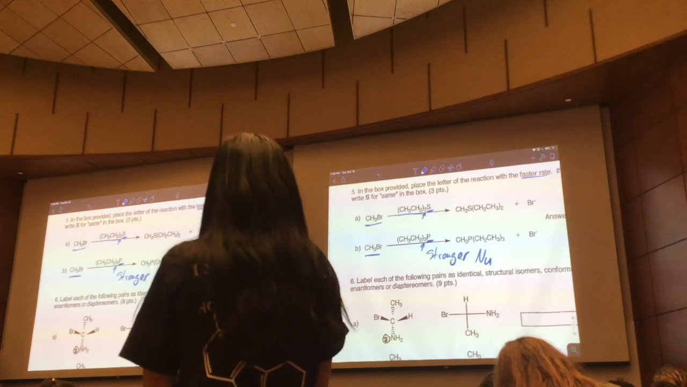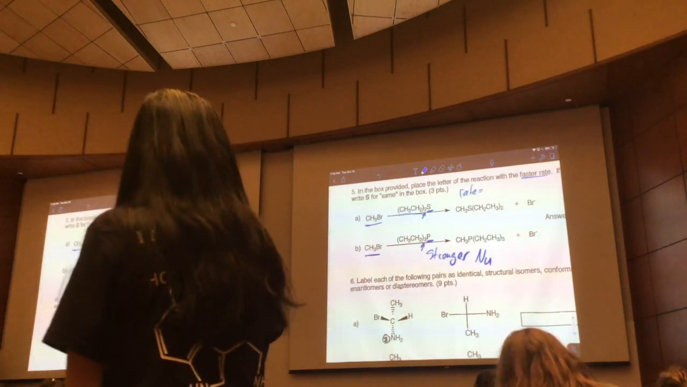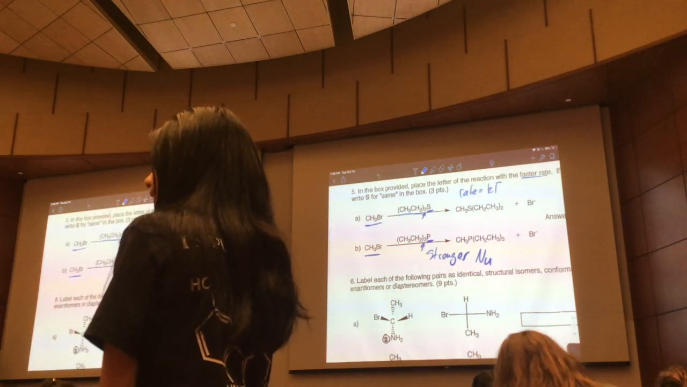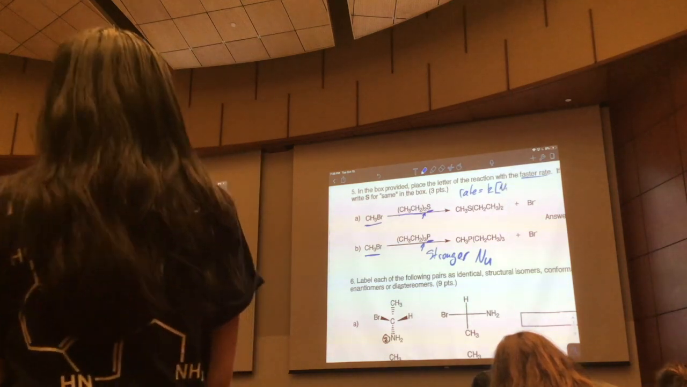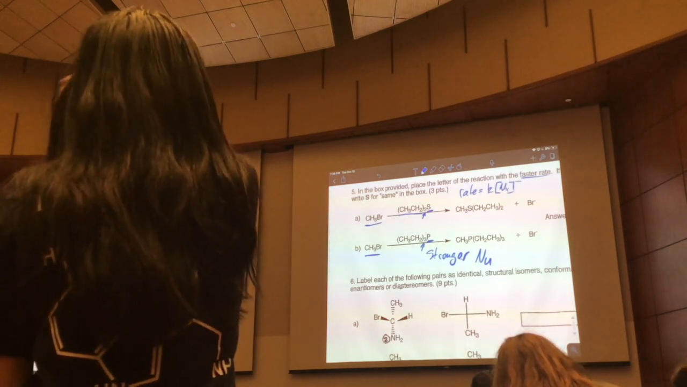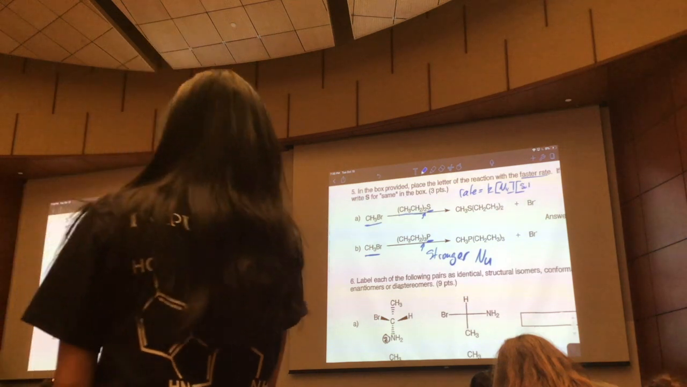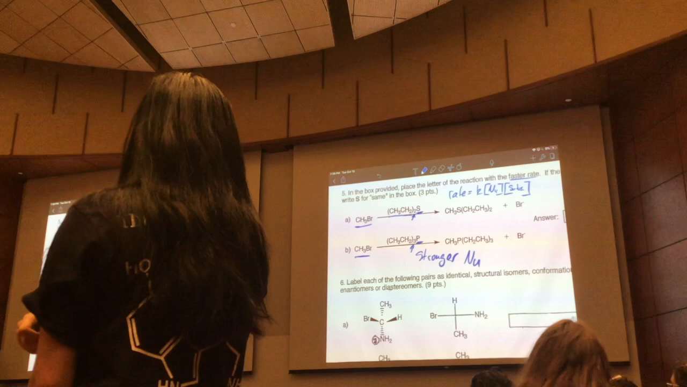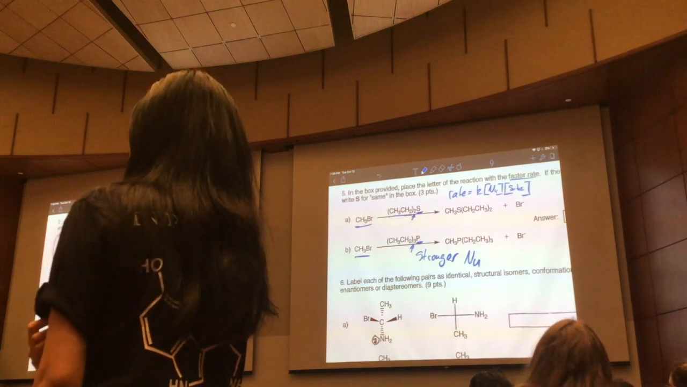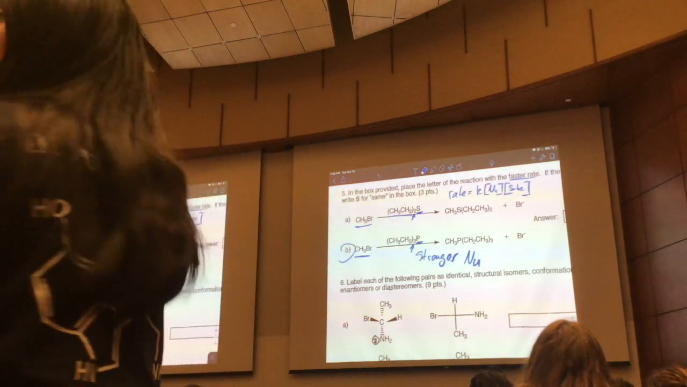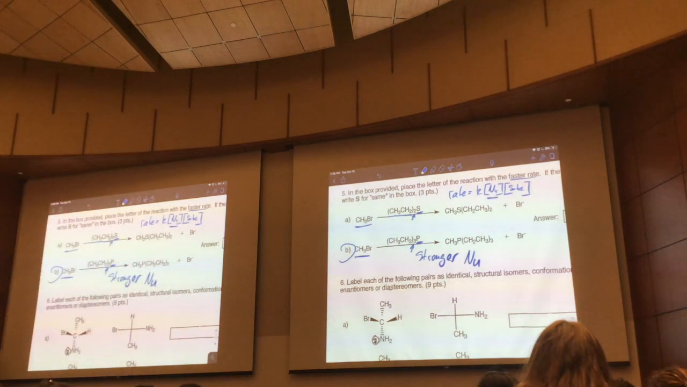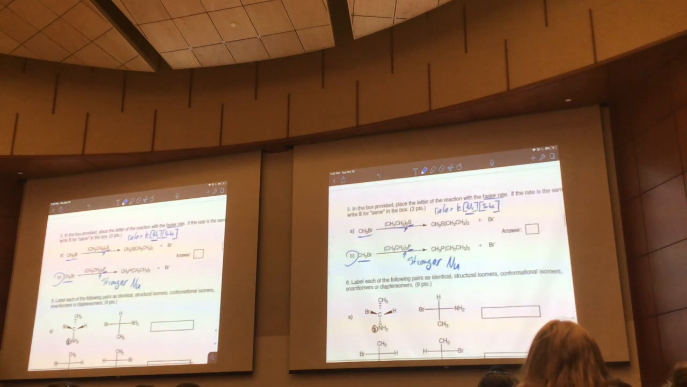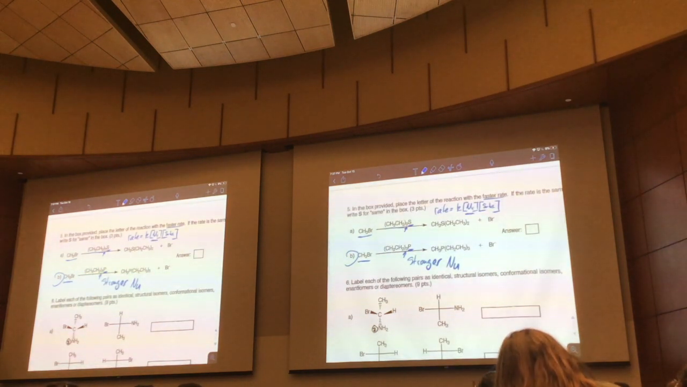We know the rate law for an SN2 depends both on the concentration of the nucleophile and on the concentration of the substrate. So if we have a stronger nucleophile in here, on B, is that going to increase our rate? Yes, it will. So the nucleophile matters in the second order reactions, SN2 and E2.